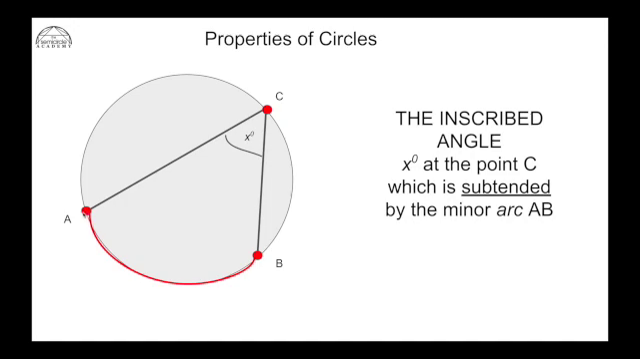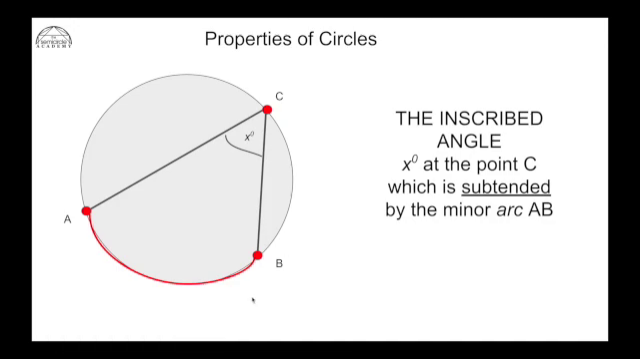Now, if we have 2 points on a circle, A and B, and you see we draw two chords, A going to C, and then B going to C. And this forms an angle X. And all 3 points are on the circumference, right? We say, and this is just a piece of language, this is not really a property, it's just a piece of language that we are going to use from now on. We say that this angle X is subtended by the arc AB.